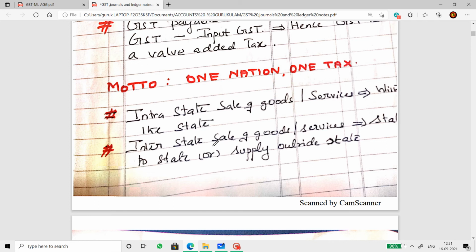When the buyer and seller live in different states, imagine the purchaser is in Mumbai and the seller is in Goa, then the sale is called an interstate sale of goods or services. Alright, which means supply between two states, or supply outside the state. And here supply is within the state.